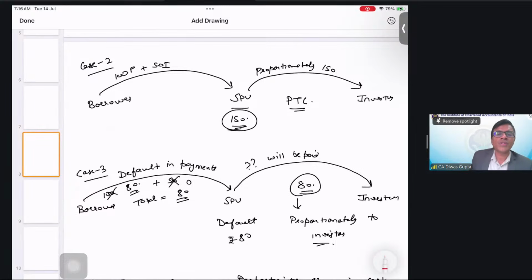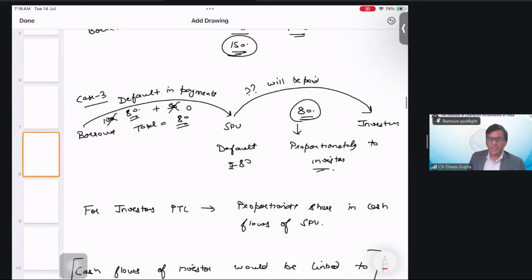The second case within pass-through certificate: let's say the borrower has paid to SPV 100 of principal and 50 of interest. So what will SPV pay to the investor? 150 rupees, proportionately to the investors. Case 3, if there is a default in payments. Let's say the borrower pays to SPV and SPV to investor. So what does the borrower do? Instead of 100, the borrower pays only 80, and instead of 50 pays 0. So in totality, let's say the SPV receives 80 rupees. So what will SPV do? SPV will pay 80 rupees to the investor, proportionately.